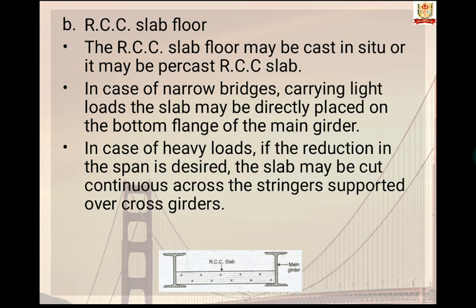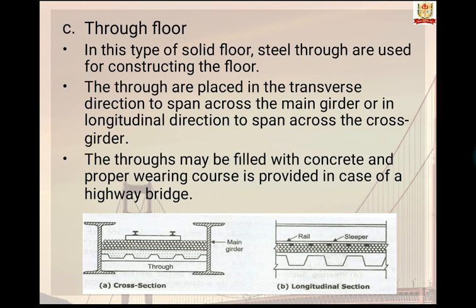RCC slab floor. The RCC slab floors may be cast in situ or they may be precast RCC slabs. In the case of narrow bridges carrying light loads, the slab may be directly placed on the bottom flanges of the main girder. In the case of heavy loads, if a reduction in the span is desired, the slab may be cast continuous across the stringer supported over the cross girder.